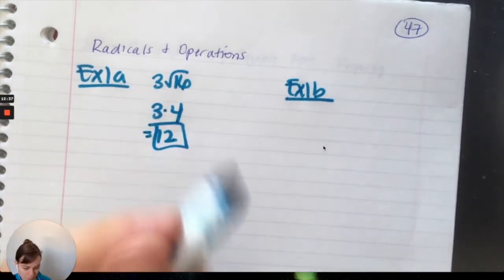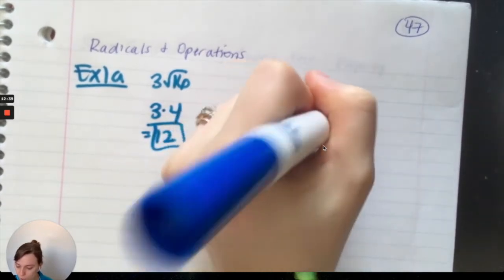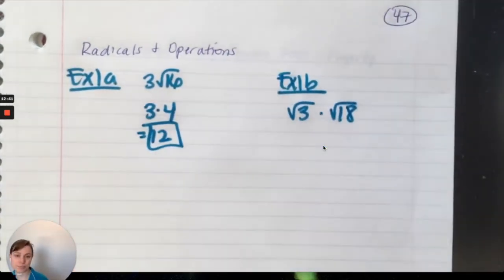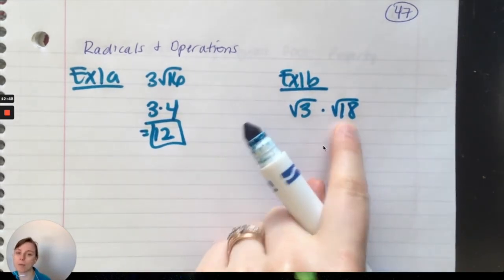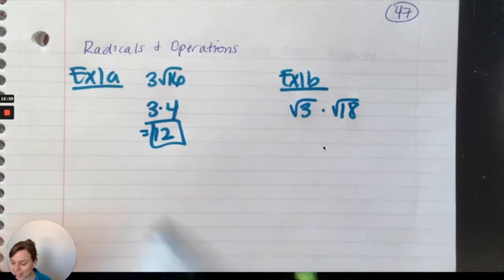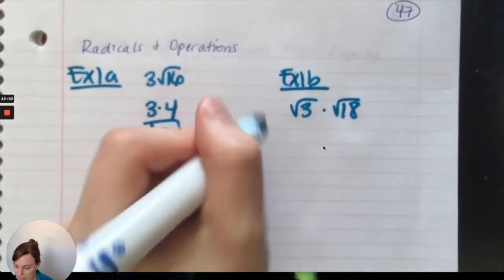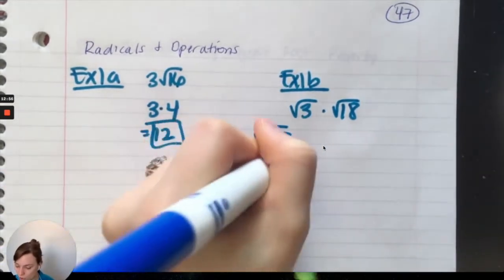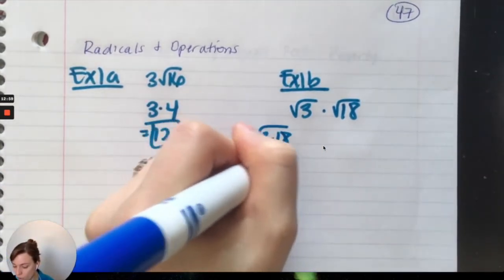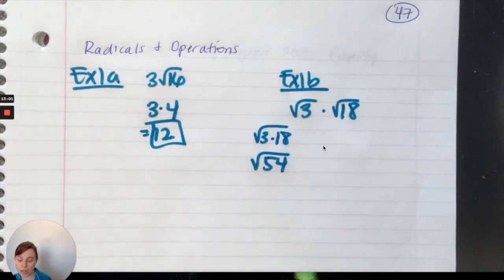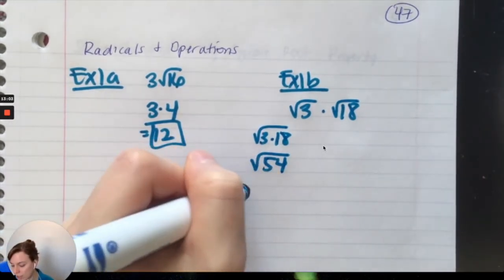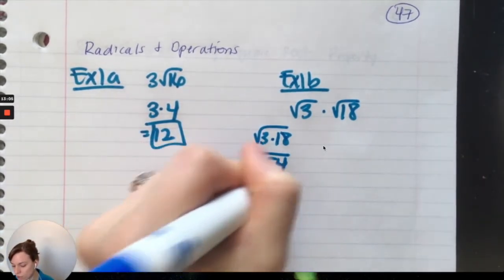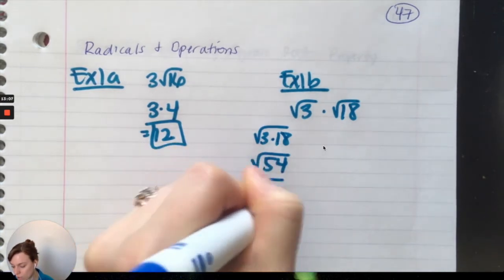Okay, example B, what if I had the square root of 3 multiplied by a square root of 18? These are different radicals, which if they were the same base, same argument, I could add them, but I'm not adding them, I'm multiplying. So this is actually the same as doing the square root of 3 times 18. So I could do the square root of 54, and then break it down from there, which if I have my factor tree, I'd end up with the square root of 9 times 6, so it's 3 square roots of 6.